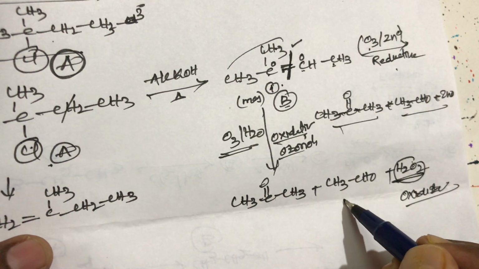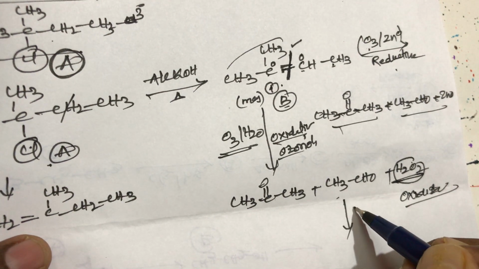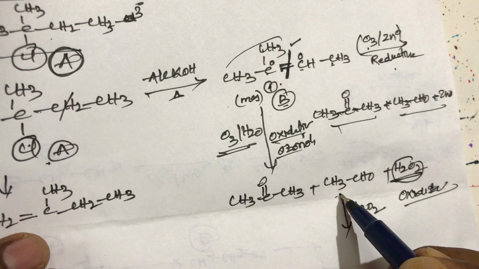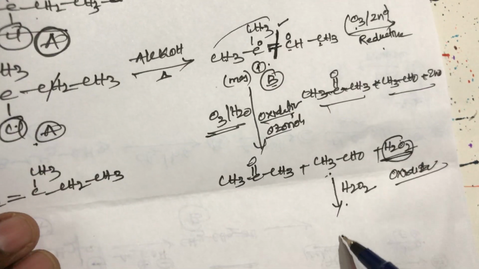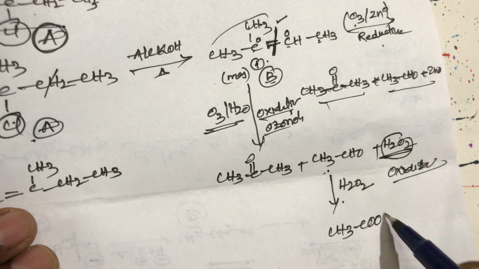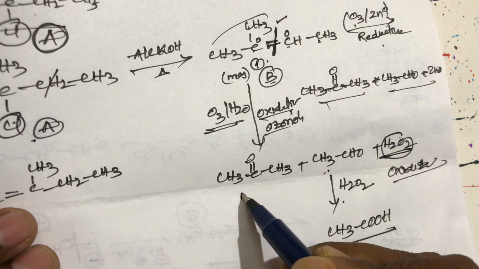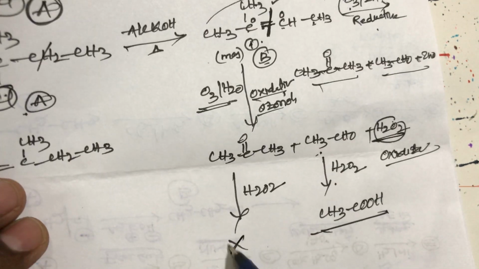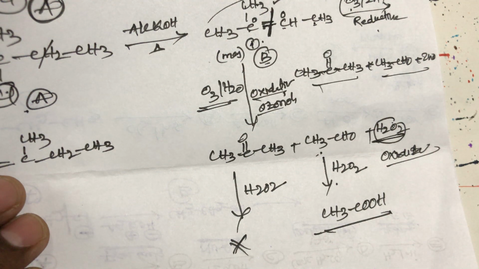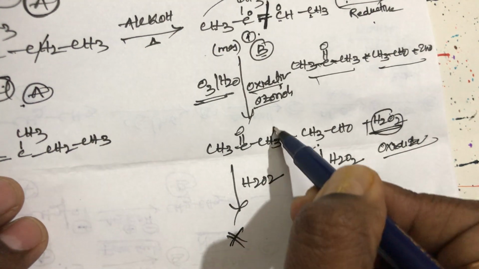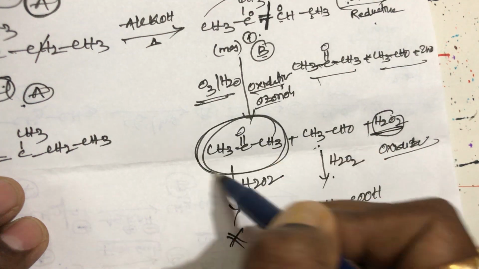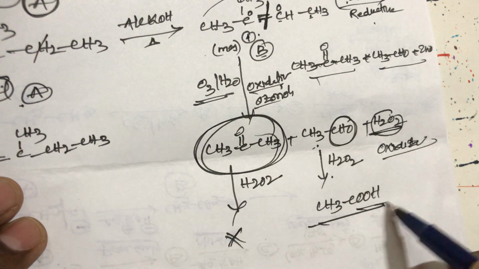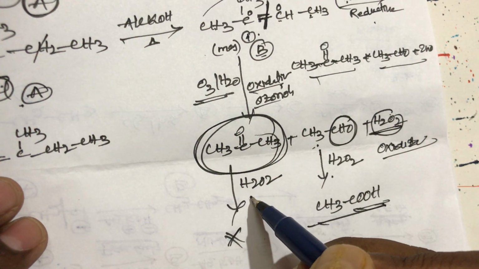So a further step is there. Acetaldehyde, CH3CHO, is oxidized with H2O2 to form the acid CH3COOH. But when acetone, a ketone, reacts with H2O2, there is no reaction. H2O2 is a mild oxidizing agent and cannot oxidize the keto group. H2O2 oxidizes only the aldehyde group. The aldehyde is converted to acid, but H2O2 cannot oxidize the keto group.